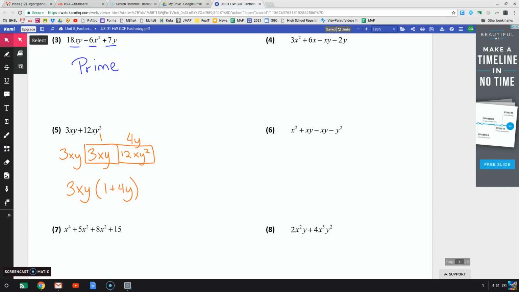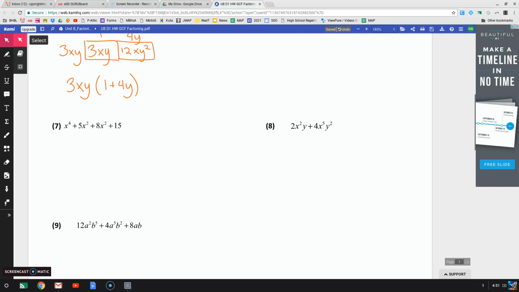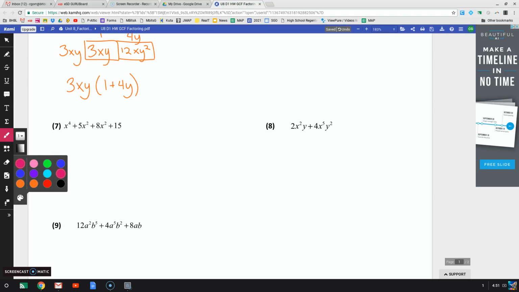I'm looking at 7, and I'm trying to look again for my pattern. Is there a number or a letter that goes into all of my terms? So I have an x to the 4th, 5x squared, 8x squared, and a 15. And I'm trying to figure out, is there anything that goes into all 4 of those pieces? I first think about, what if I were to make this into a box here? Is there something that I could pull out of all 4 of those pieces? With a quick glance, I'm seeing that no, there's nothing that's going to go into all of those pieces. So I'm going to try something else.